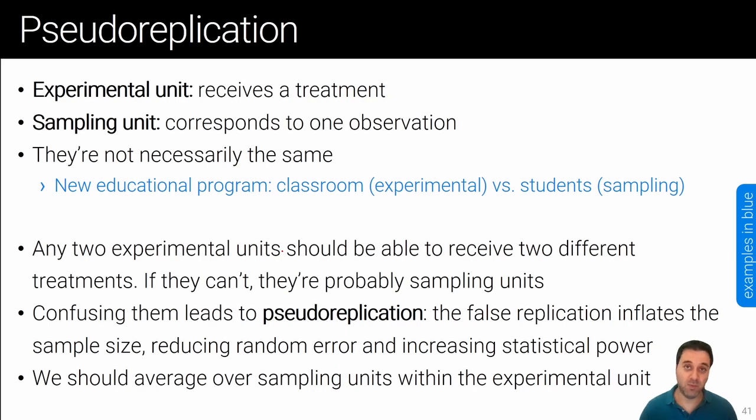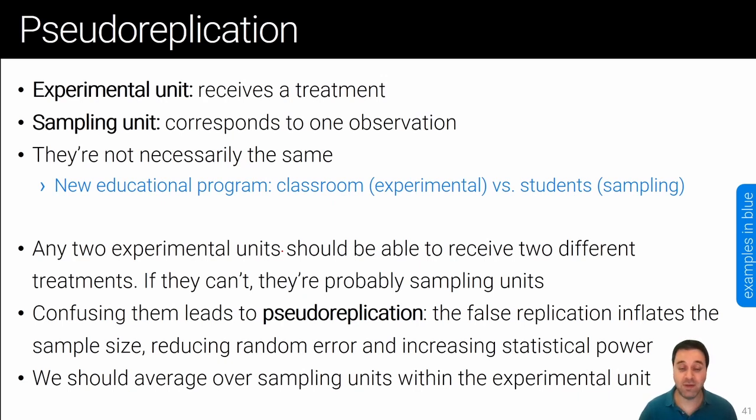If we're looking into patients, the experimental unit and sampling unit are the same, because we apply the treatment on one patient and then make an observation about the same patient. But in the case of the classroom, we apply the treatment on the whole classroom, but then we can make observations on each individual student. And the point is that those two are not necessarily the same. If you want to think about it, any two experimental units should be able to receive two different treatments. If they can't, then they're probably sampling units.